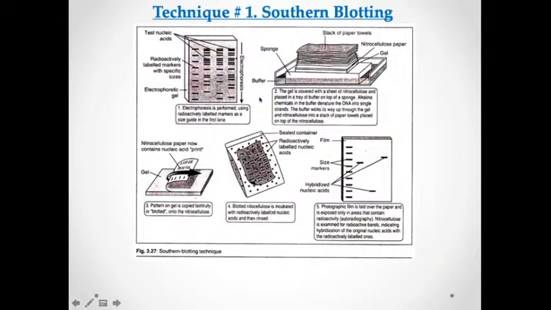So this is one small figure of how it is done. First, electrophoresis is performed using radioactive markers as a size guide in the first lane. Your samples are run, then you transfer to the nitrocellulose membrane, then you separate it, put it in the radioactively labeled nucleic acids, then rinse it, and then you can see the bands that you're looking for. This shows the molecular size markers, hybridized nucleic acids, and the film.